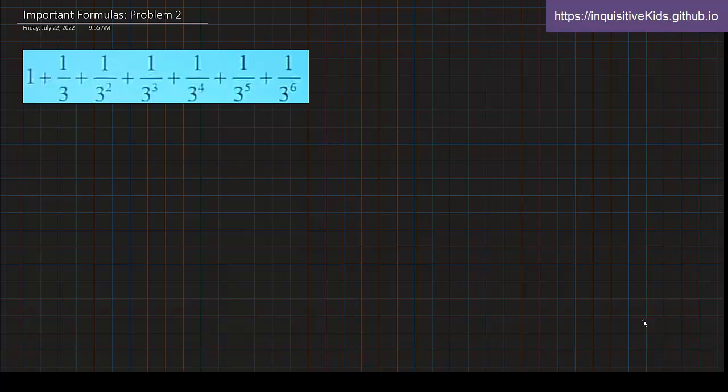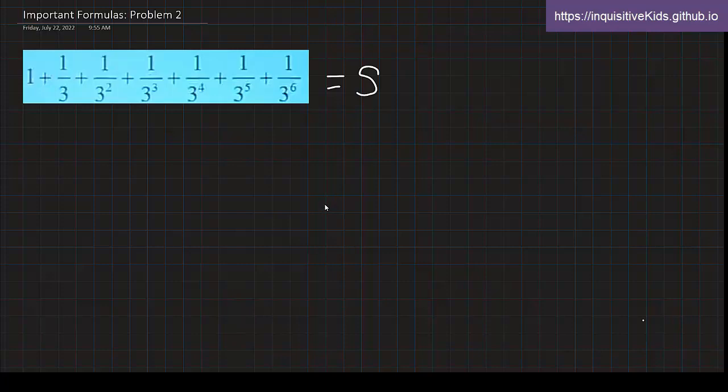So first, I don't know what this equals. And in algebra, when you don't know what something equals, you give it a variable. I'm just going to call this entire thing S. Alright, so I don't know what this entire thing equals, so I'm going to call it S.